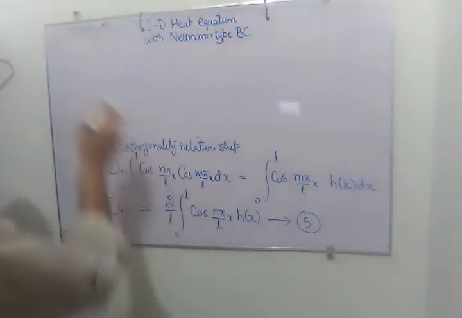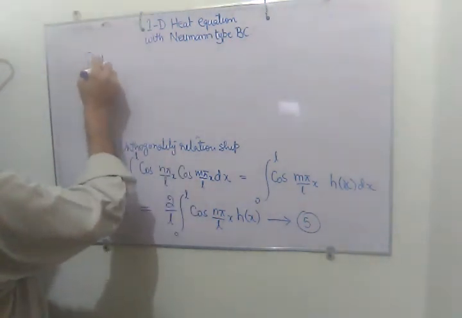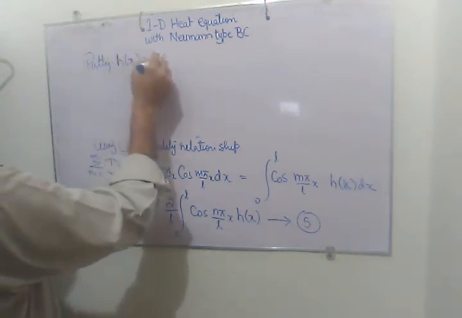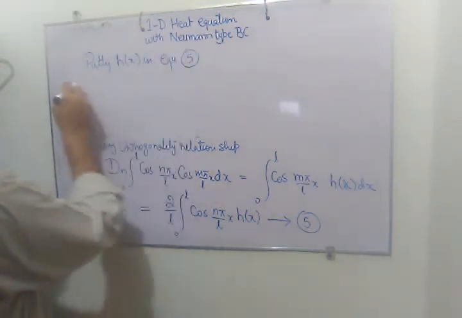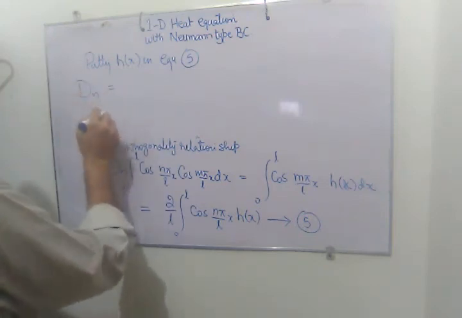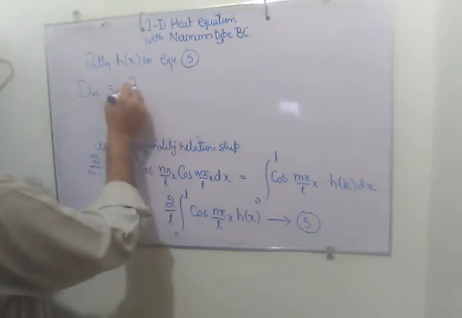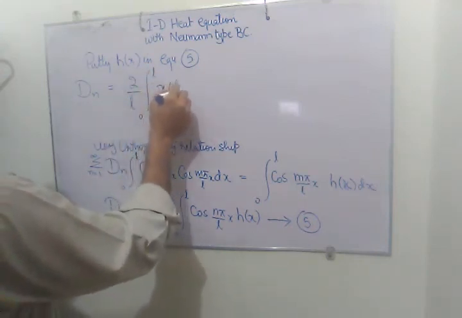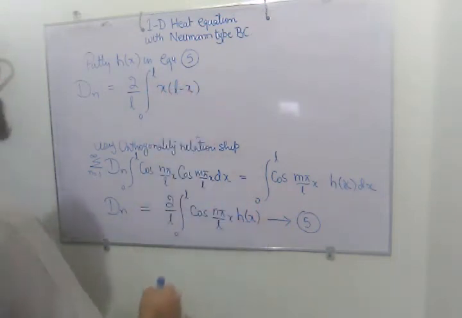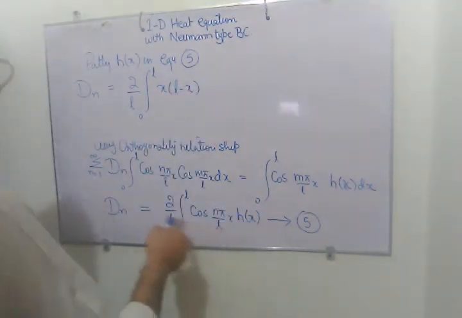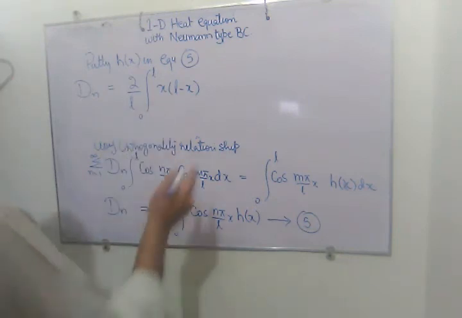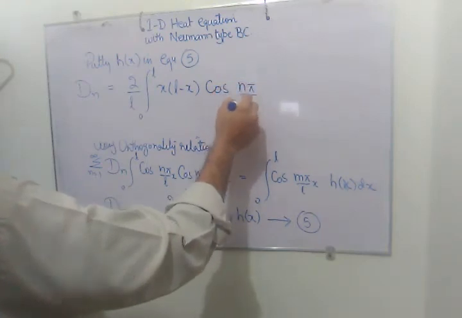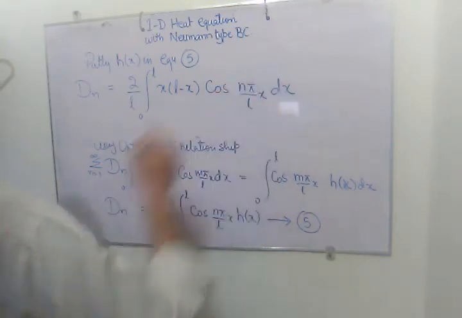So putting the value of h of x in equation 5, we got dn is equal to 2 by L, integral 0 to L, x into L minus x, because h of x would be equal to x into L minus x, and cos n pi upon L x dx.